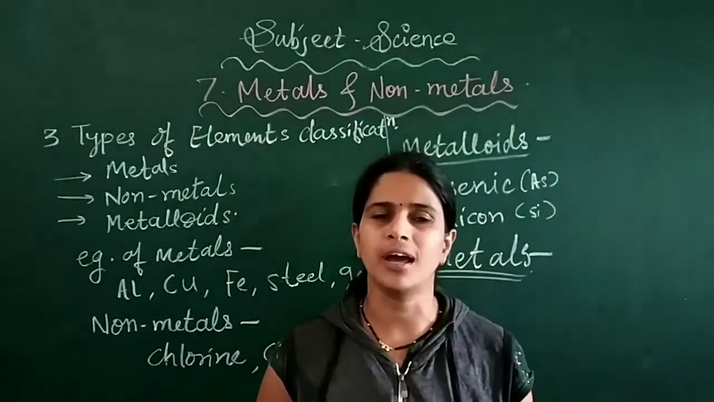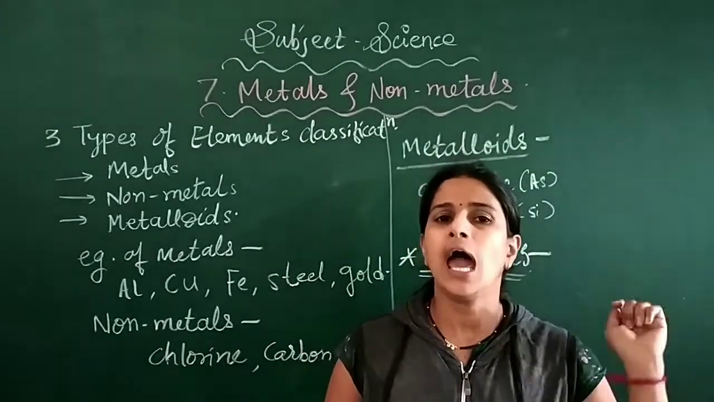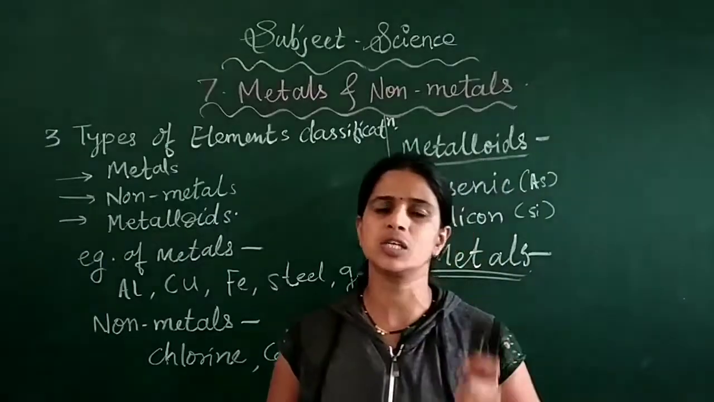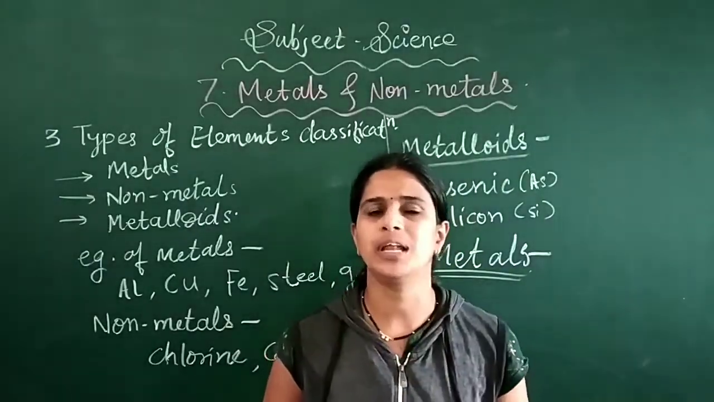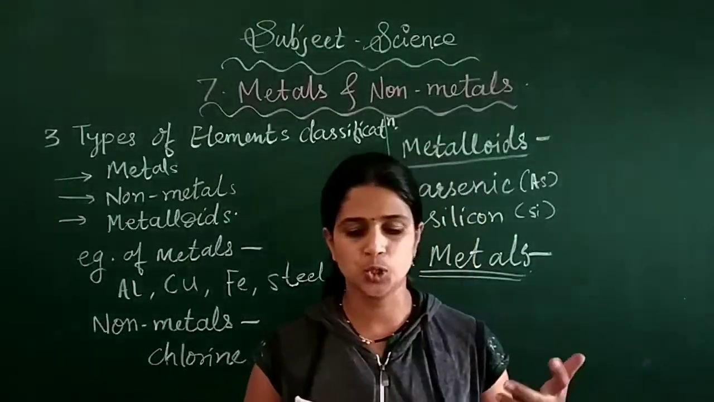खींच के तार बनाना, वायर बनाना, that is ductility, और हैमर से उसको एक प्लेन शीट बनाना, that is malleability. These are the two concepts.